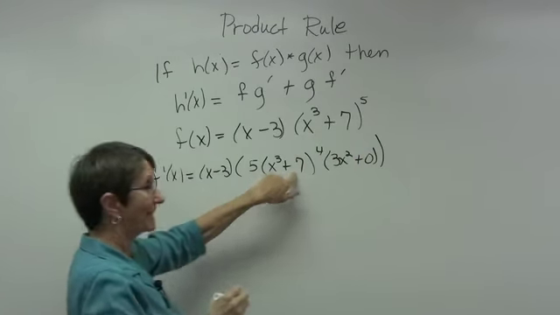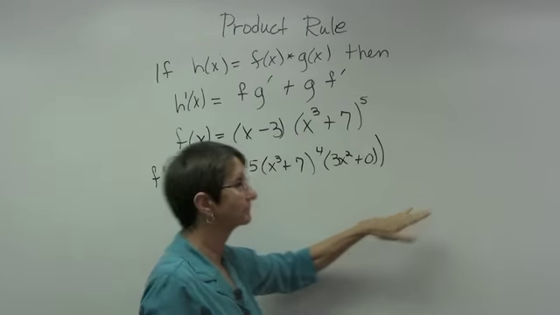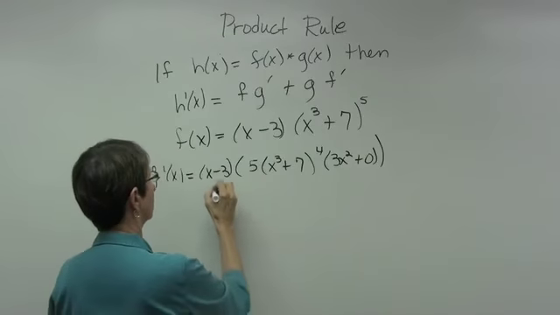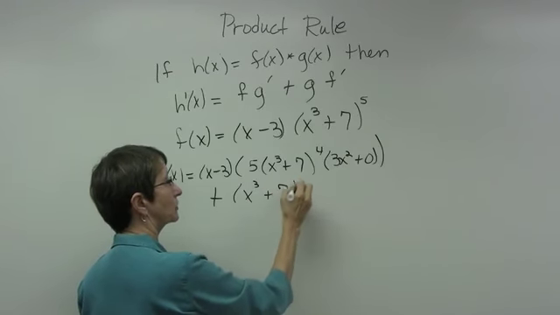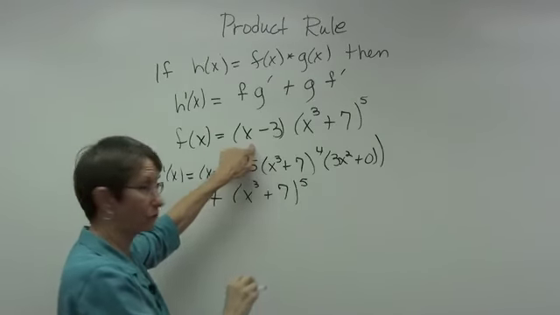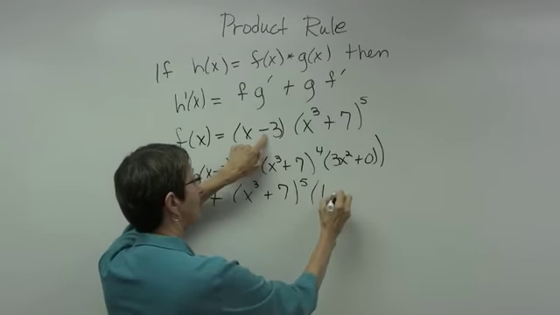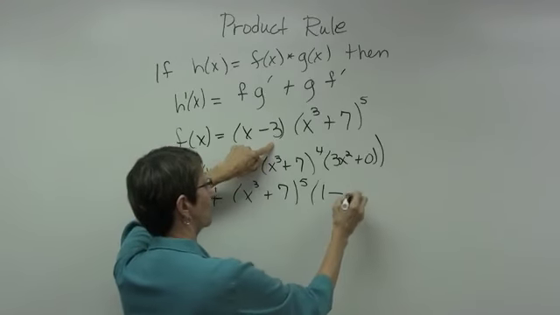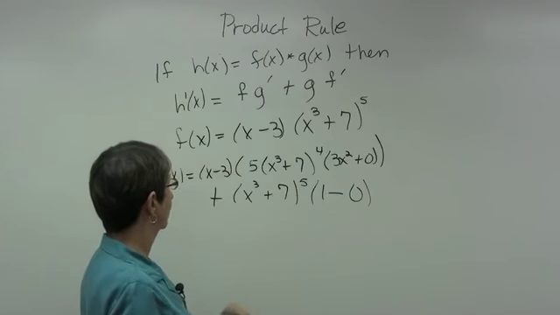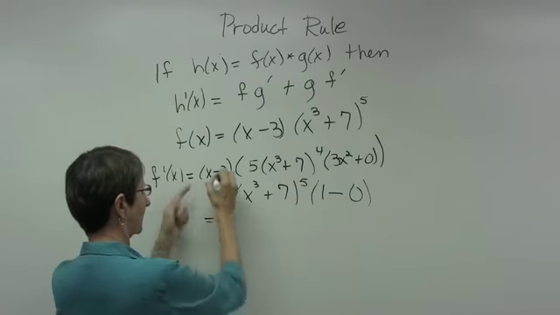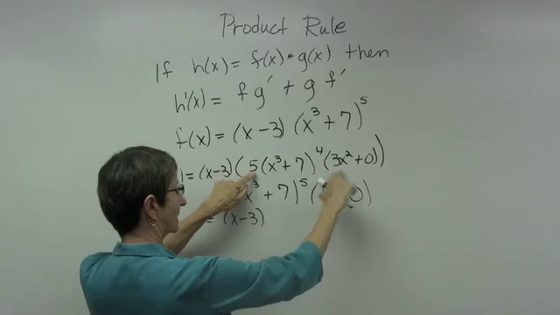Now, all of that is just first times derivative of the second. And then we have to go plus. We do second, x cubed plus 7 to the 5th times the derivative of the first. Derivative of x is 1. It's the identity function. Minus derivative of 3 is 0. Constant multiplier, constant derivative. So we can clean this up a little bit. I have x minus 3, and I have all of this together.